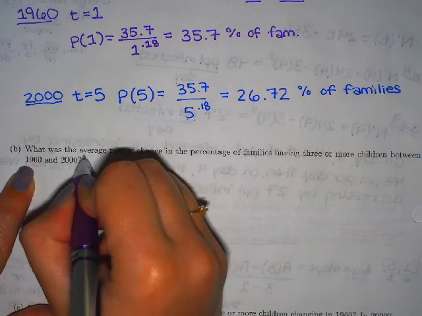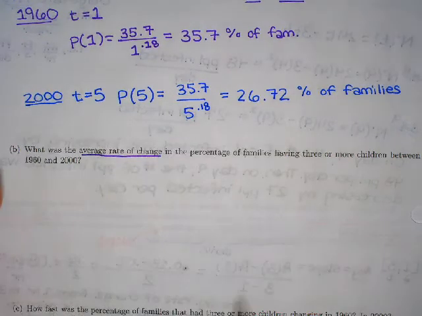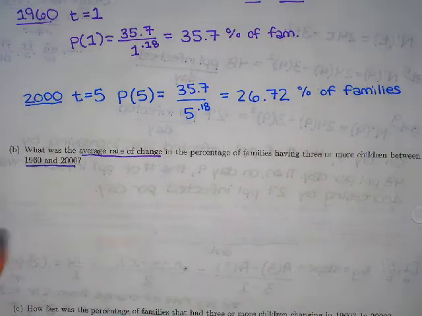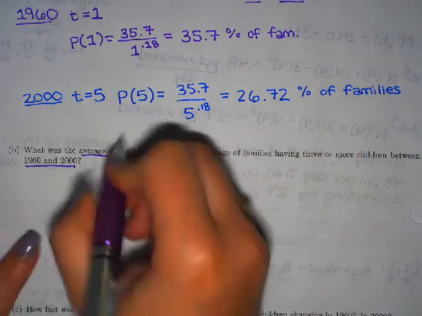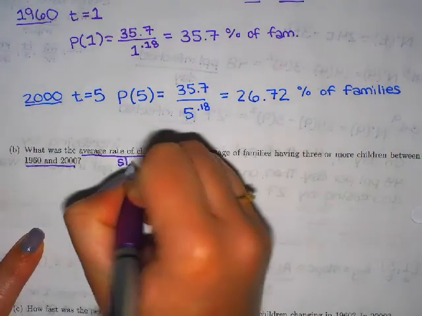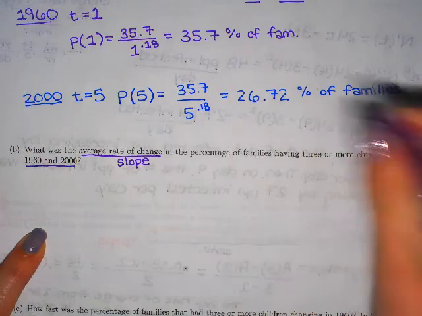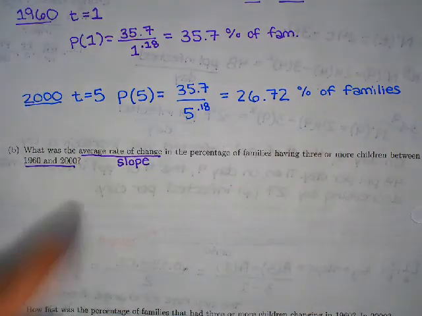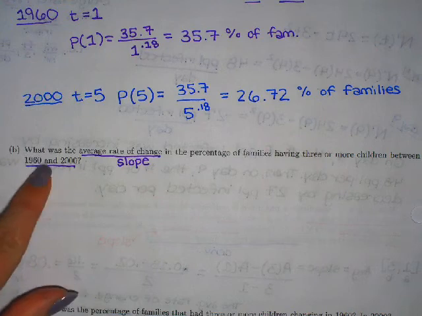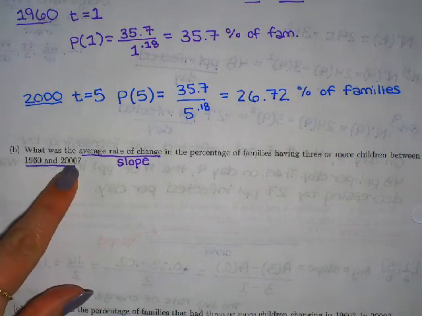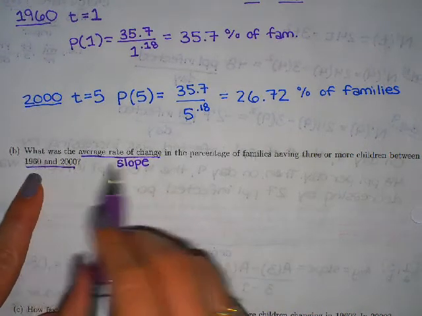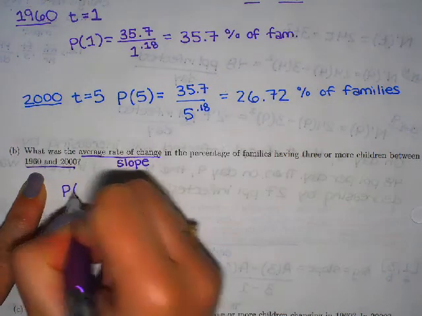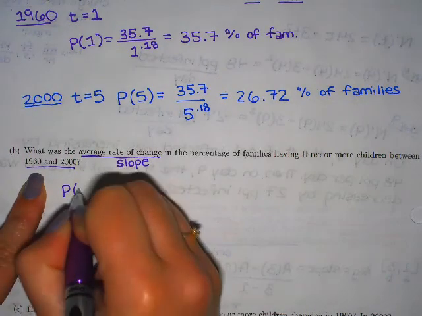So the next part says, what was the average rate of change in the percent of families having 3 or more children between 1960 and 2000? So we're asked for average rate of change. What does that mean? Slope or derivative? It means slope. So you can plug into the original. It could be a slope problem or it could be a derivative. This one is a slope formula because it's average between 2 years, not change at just one instant. So I want to compare this by plugging into the slope formula.